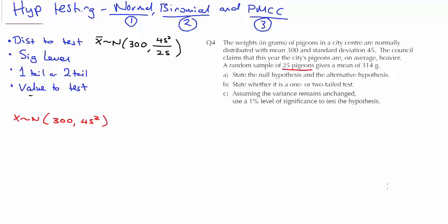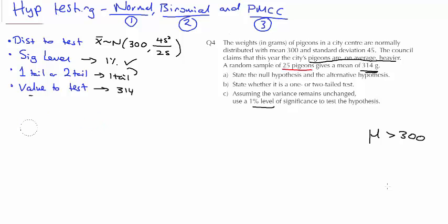Okay, the significance level. So first, let's check if it's a 1 tail or 2 tail. The council claims that the city's pigeons on average are heavier. So we're going to test that mu is greater than 300. So we've got a significance level of 1%. Because this is a 1 tail test, it will stay 1%. Tick. Okay, the value to test. This is where they actually picked 25 pigeons and saw the mean was 314. So we're going to be testing that. Okay, now let's go through this as well.